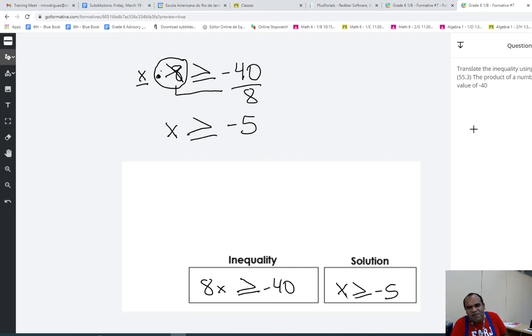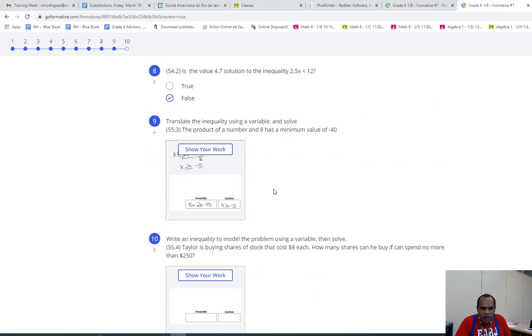Great. The number we're looking for must be greater than or equal to negative 5 to be true. Great. We solved this one.